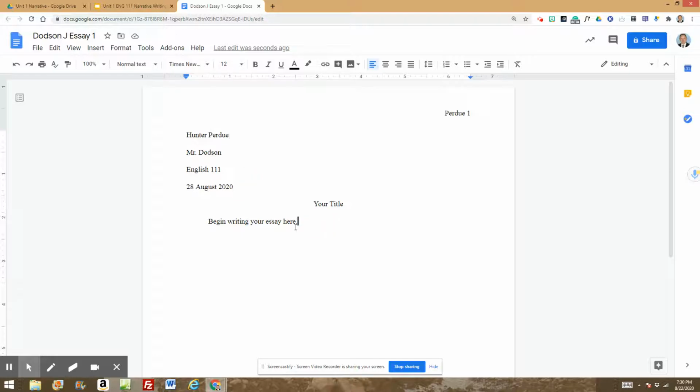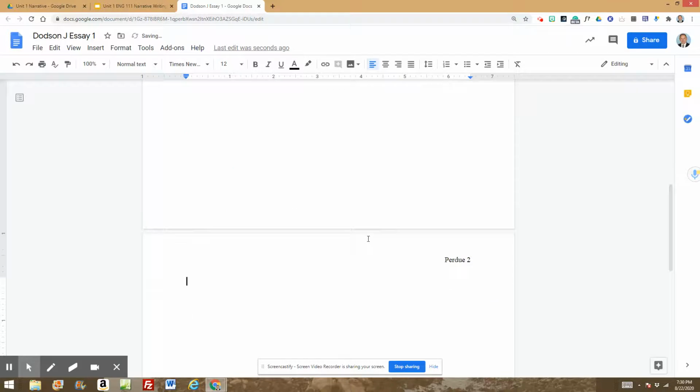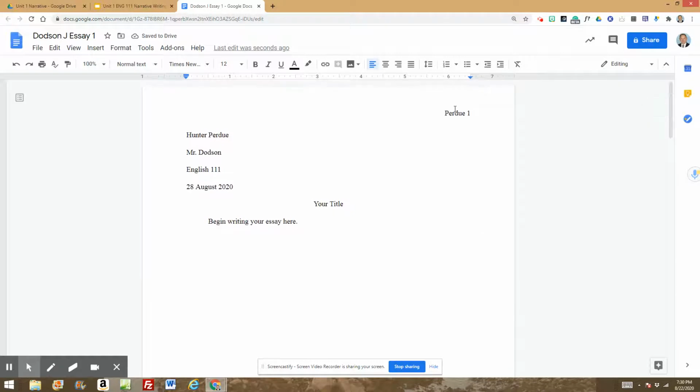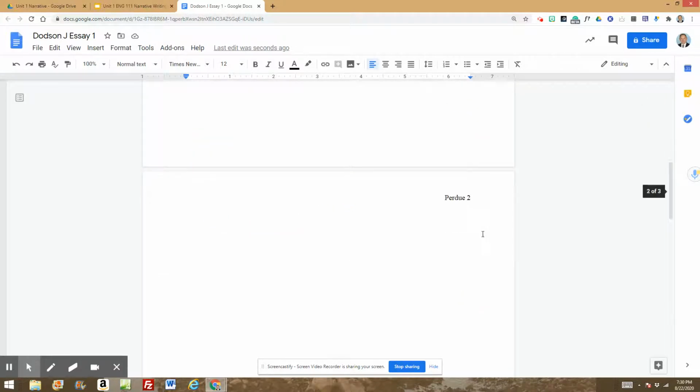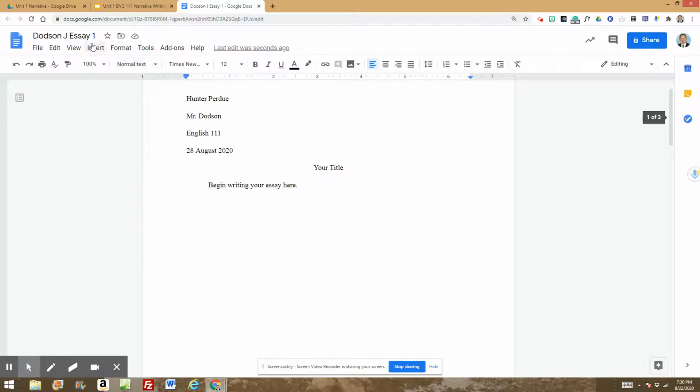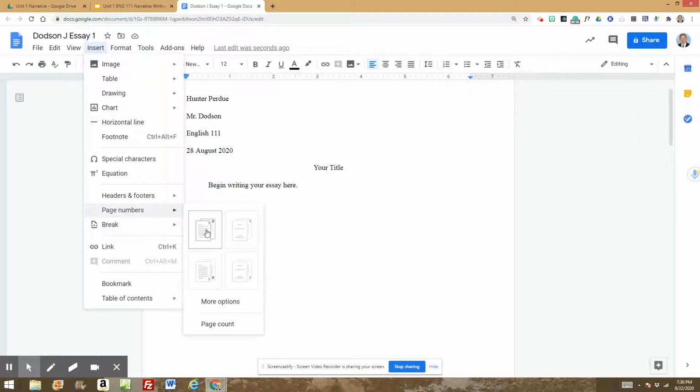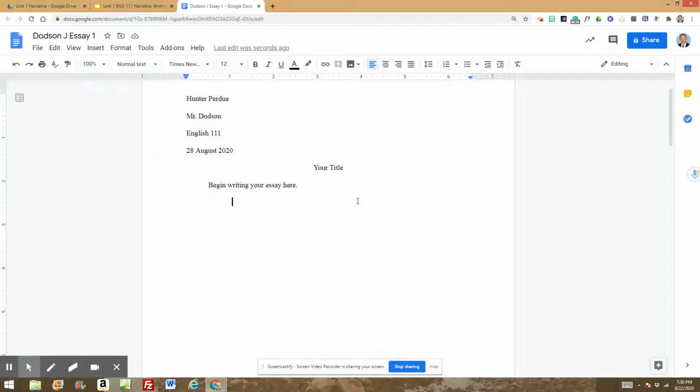Now, when you get to page 2, it automatically inserts a 2. And on page 3, it automatically inserts a 3. If you were just to put your last name and 1 here, then it's going to put a 1 on page 2 and a 1 on page 3. So you've got to insert the page number first. So that was insert, page number, and the one that's right justification.